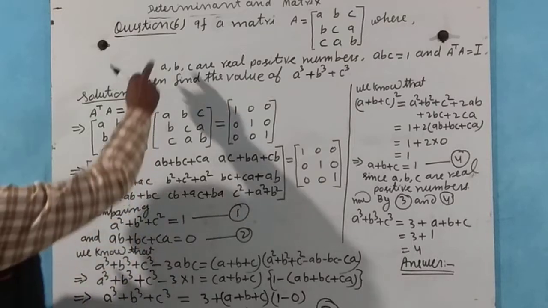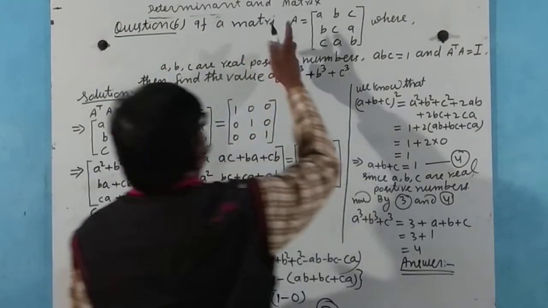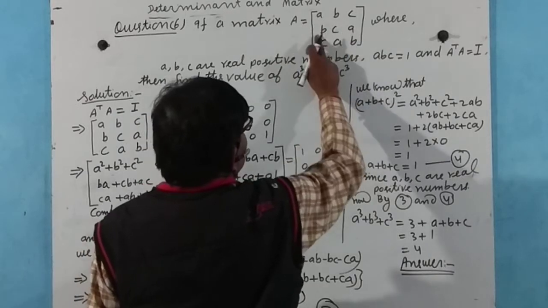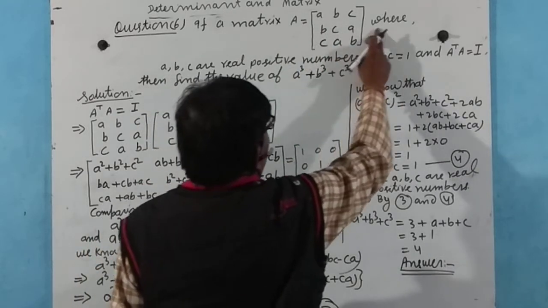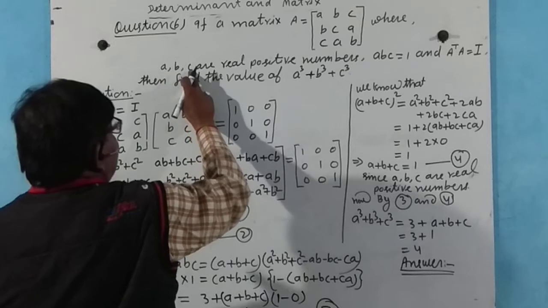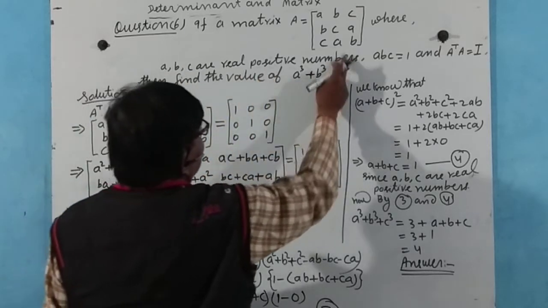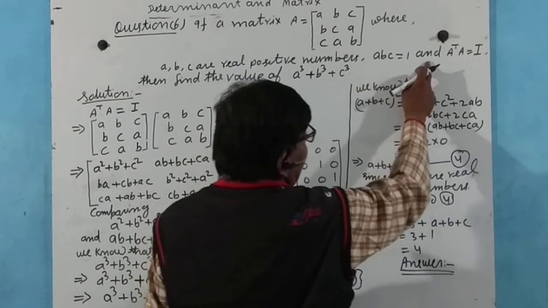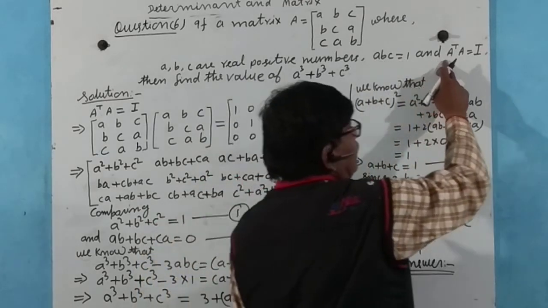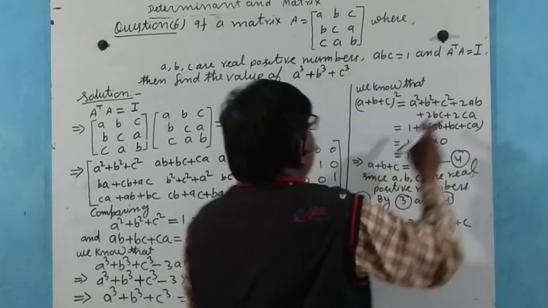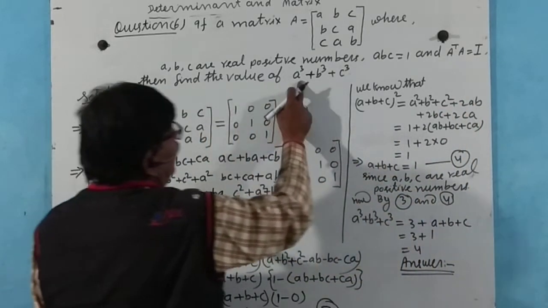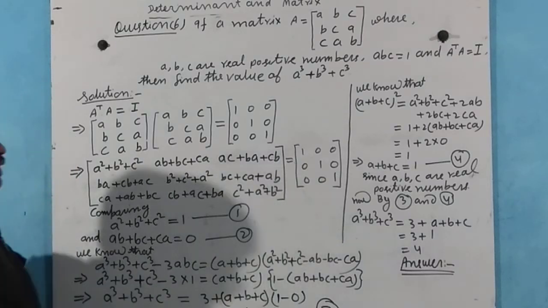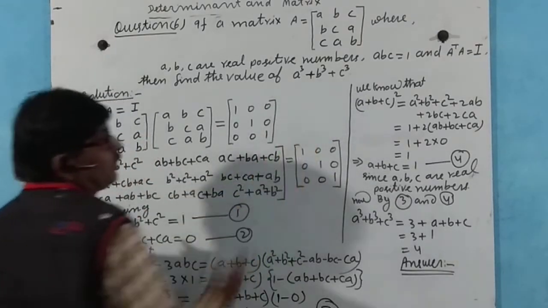Now question number 6. If a matrix A equals [[a, b, c], [b, c, a], [c, a, b]], where a, b, c are real positive numbers, and also given that abc = 1 and the transpose of matrix A times A equals I, then find the value of a cube plus b cube plus c cube. We have to calculate this.